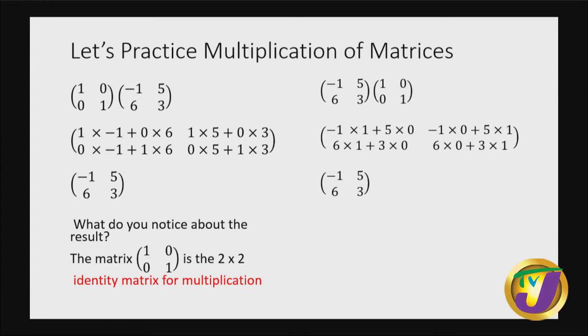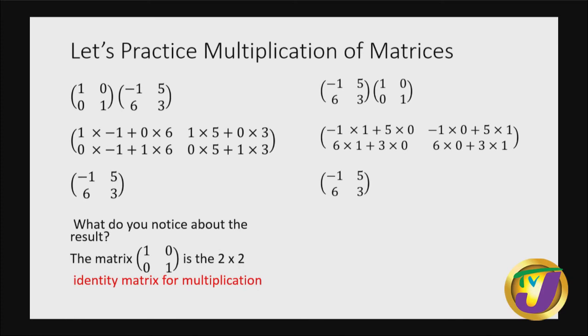But I thought that when we change the arrangement, we would get a different answer. Isn't that what we've been saying? Well, it looks like there's something special about that identity matrix. It's special. As a matter of fact, it's the only time we can change the position or the arrangement of the matrices and we get the same result.